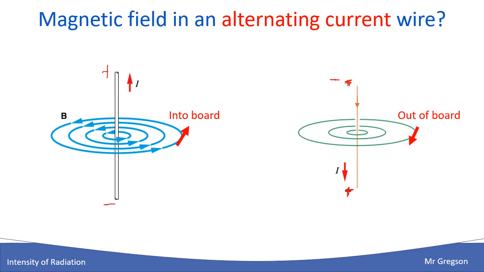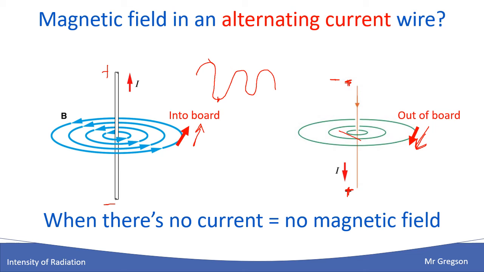So an alternating current, so as the current goes up and down, our magnetic field is switching around. So when it's up here, our magnetic field is going that way, and when it's down here, our magnetic field is coming out of the board. So our magnetic field is also oscillating at 90 degrees, or in the same frequency as our electric field.